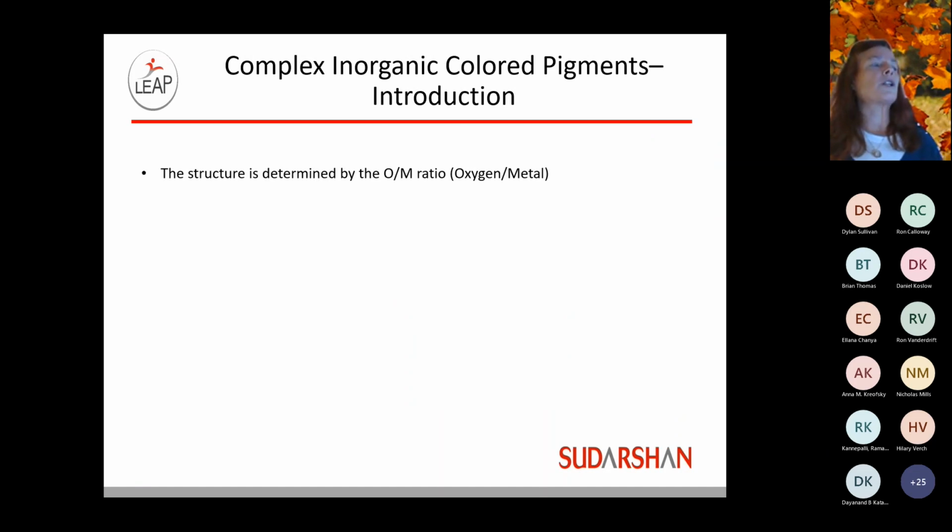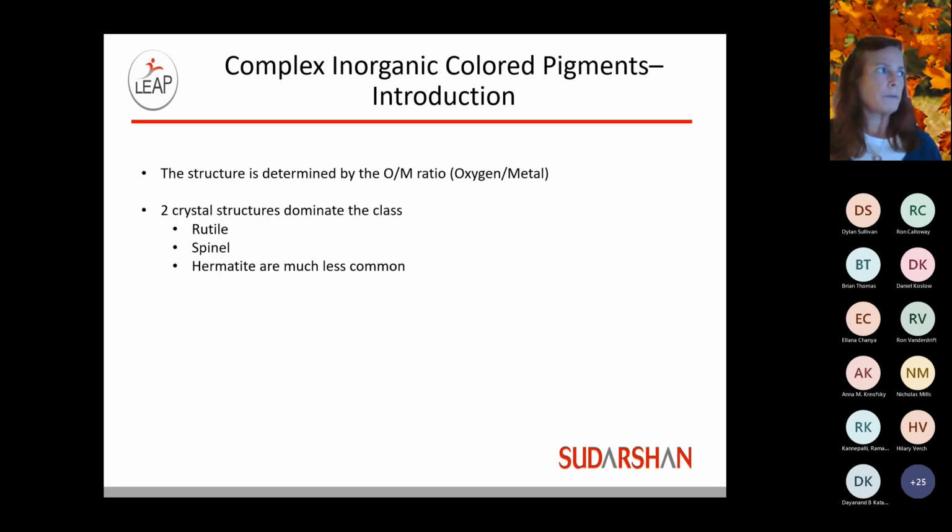So the CICP structure is always determined by the oxygen-metal ratio in that structure. Primarily, there are two structures that dominate the class. The first is the rutile, and the second is the spinel. The third is hematite, which is much less common, but it is a third category.